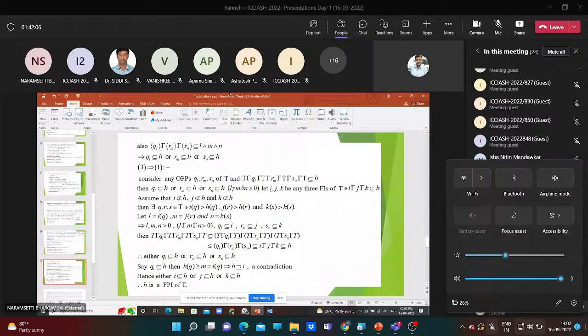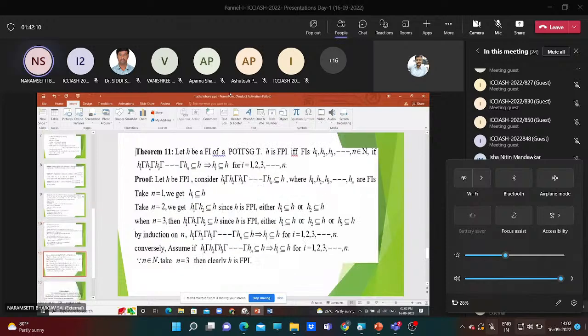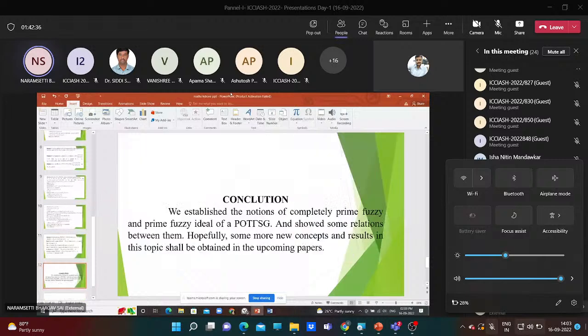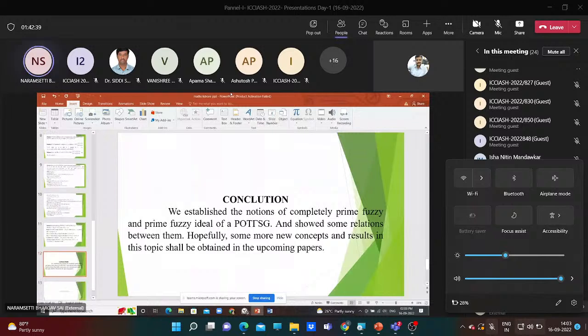Next theorem, sir. Let H be a fuzzy ideal of a partial order ternary gamma semigroup T. H is a fuzzy prime ideal if and only if for any fuzzy ideals H1, H2, H3, and so on, Hn, if H1 gamma H2 gamma H3 and so on gamma Hn is a subset of H, that implies Hi subset H for i equal to 1, 2, 3, and so on, n. So now I conclude my topic. We establish the notions of completely prime fuzzy and prime fuzzy ideals of a partial order ternary gamma semigroup.